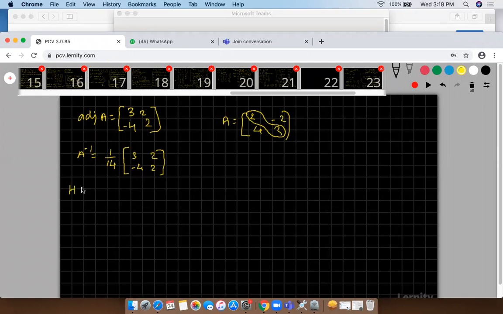So please take the homework problems. Exercise 4.5, question numbers 1, 2, 3, 4, 6, 7, 8. The fifth question we have already done, so complete 1 to 8 except 5. Try to complete these 7 problems. You will get an idea about the inverse of the matrix, how to find out the inverse of the matrix.